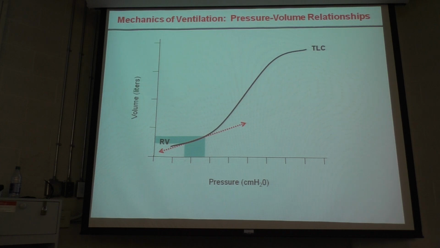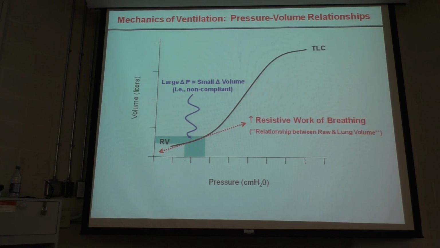It was pretty cool. So the idea is that breathing near residual volume, you have to generate a large change in pressure to elicit a relatively small change in volume. So the pressure-volume relationship is non-compliant at low lung volumes. This is basically the relationship between airway resistance and lung volume. At low lung volumes, you have to work against a high resistive work of breathing.